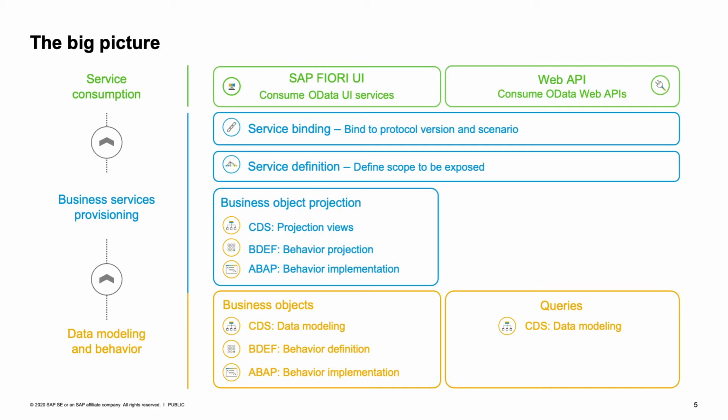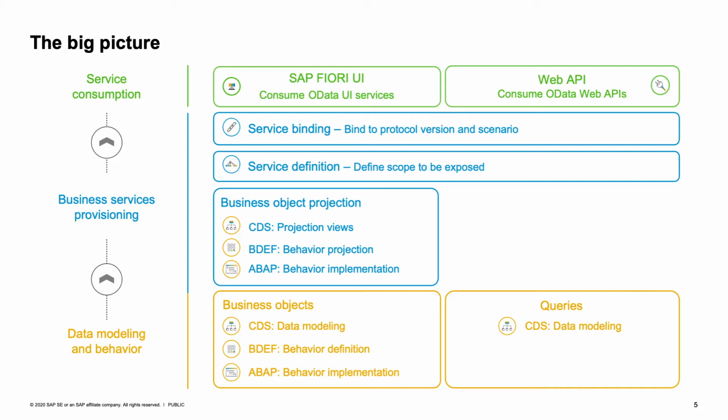So let's have a look at the big picture. This is really important because it shows the different layers of RAP. The lowest layer is the business objects and the CDS artifacts. A business object always consists of 3 parts. First of all, the data modeling. This is done via CDS. We have one root CDS view, and we have a composition tree below that.